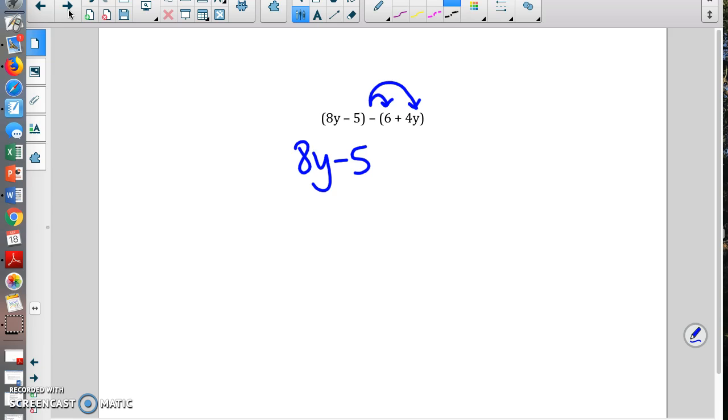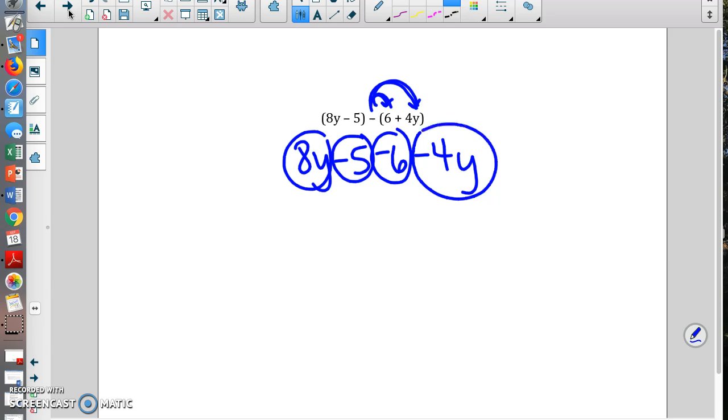So we have 8y minus 5, which we cannot do anything with. So we're just going to drop the parentheses. Minus 6, then minus 4y. Notice that negative was given to both terms inside because we're not just subtracting 6. We're subtracting 6 and subtracting 4y. So we have positive 8y, negative 5, negative 6, and negative 4y. So we have 8y minus 4y, minus 5, minus 6.